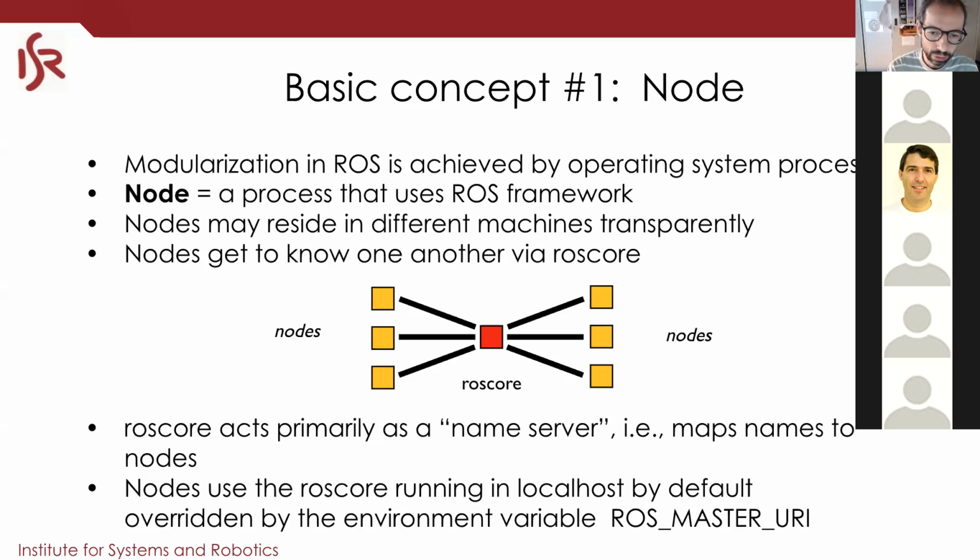How do nodes communicate between them? There is one special node called ROS core or ROS master, which is the point of contact between the nodes. For one node to live in this ROS ecology, the only thing that it needs to know is where ROS core is. Once it is able to communicate with ROS core, it is able to access everything. Basically ROS core acts as a name server, which means that it maps names to nodes.